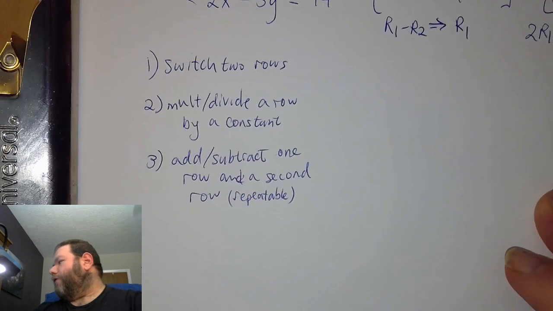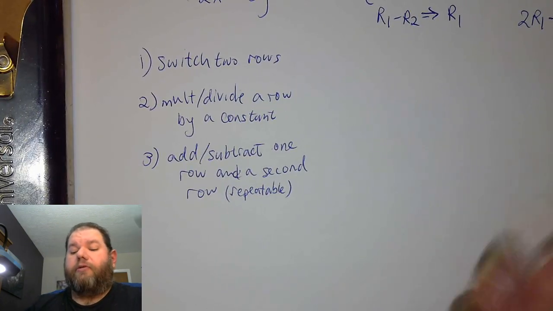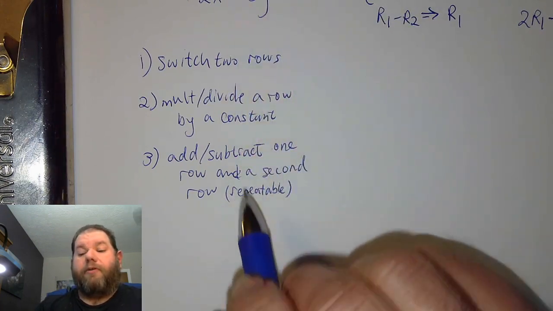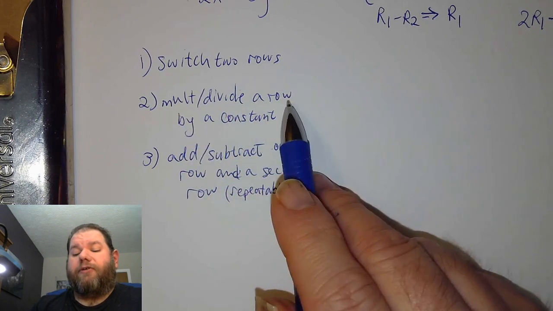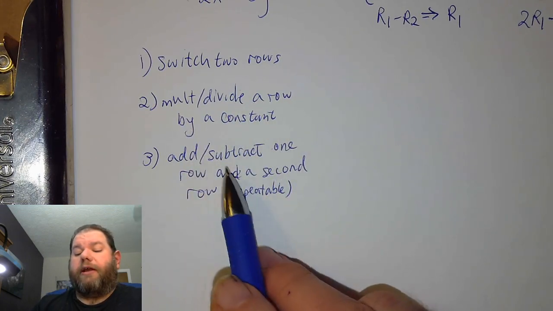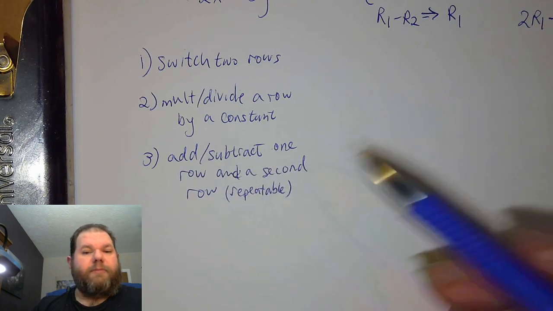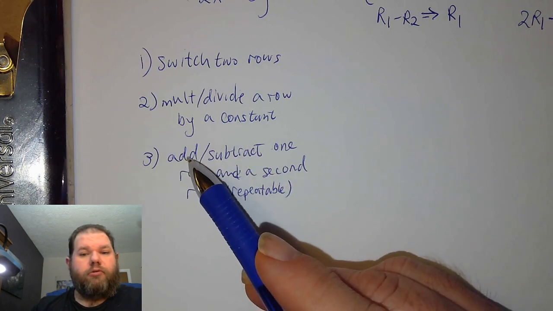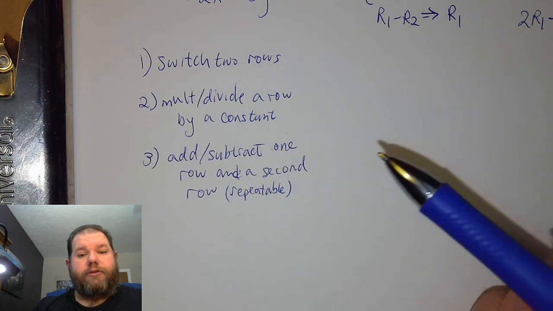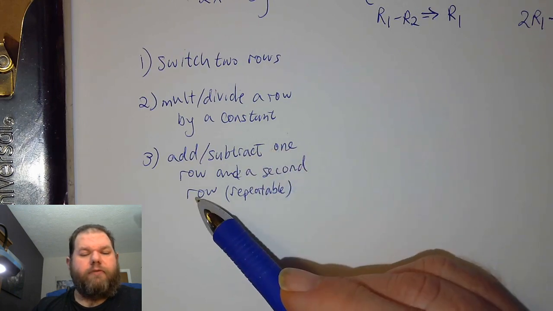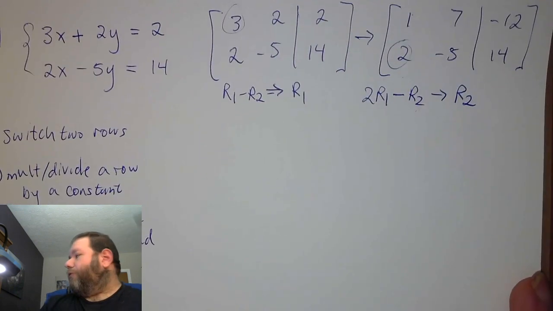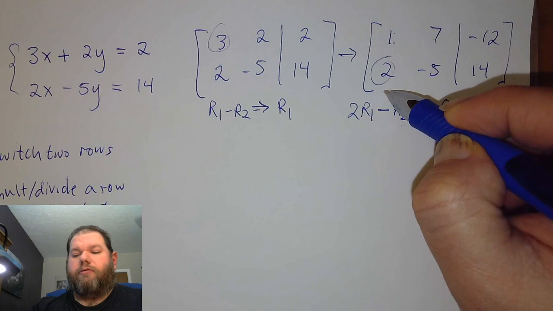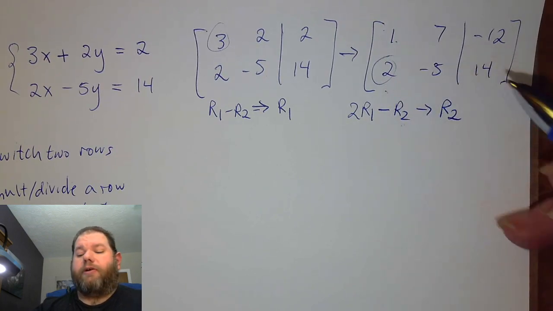Okay, so I was writing over here. Again, these are our 3 operations that we can do. We could switch 2 rows, which in 2 equations it shouldn't really come up other than the first step. We multiply or divide a single row by a constant, or we can add or subtract one row and a second row from each other. And then we can repeat that, which means we could actually take a multiple of 1 row and add that to another, or subtract a multiple of 1 row from another. Okay, and that's what we talk about right here. If we take 2 times row 1 and subtract row 2, we'll be able to get that 0 that we wanted.